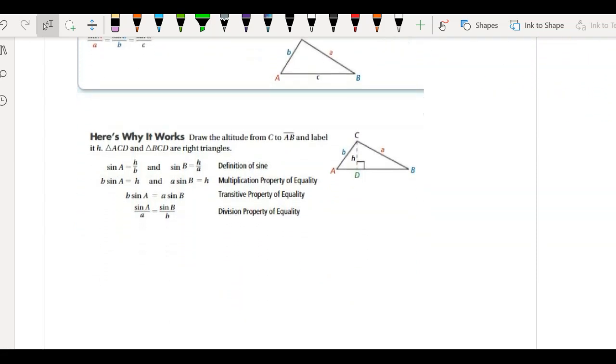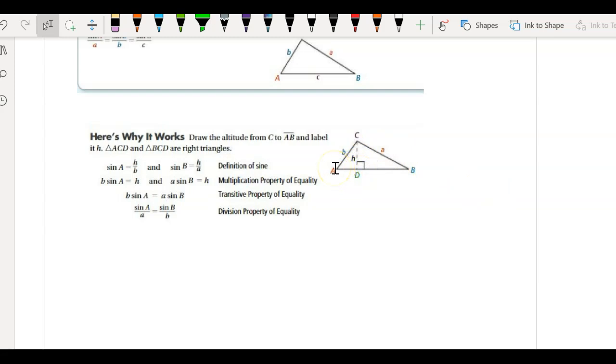So this is going to come into play, and you'll see more in just a few minutes. If you're like me, you can either skip through this part, or if you want to see why this works, we'll go through this. So if we draw an altitude from angle C through segment AB, and we label it h, we have triangle ACD and triangle BCD, which are both right triangles.